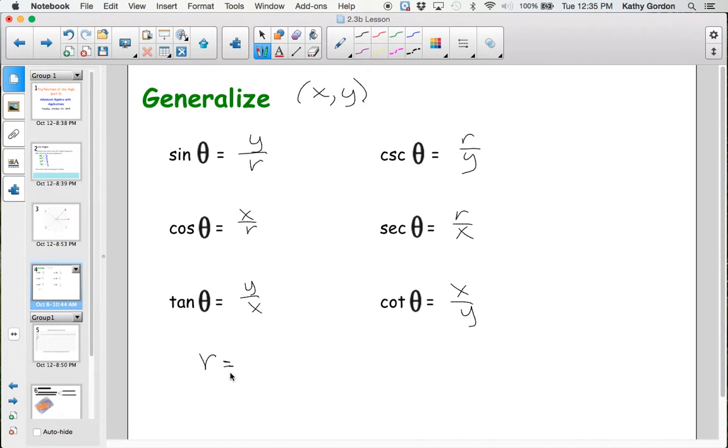Okay, so do you remember the formula that we wrote down for how to get that? Square root of x squared plus y squared. Good. Okay? So that's what we talked about last class. We've got our terminal side, we know it goes through a particular point, and based on the coordinates of that point, we can find r, and then we can set up the ratios.